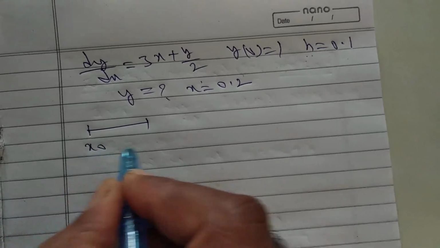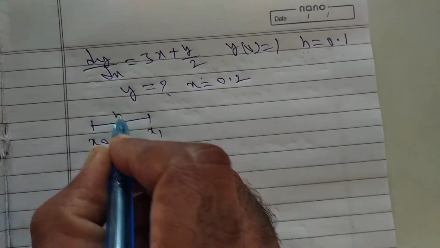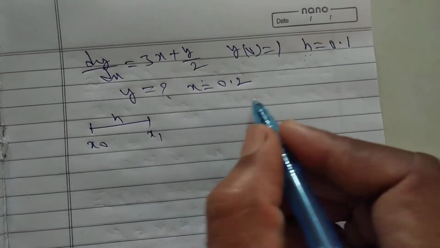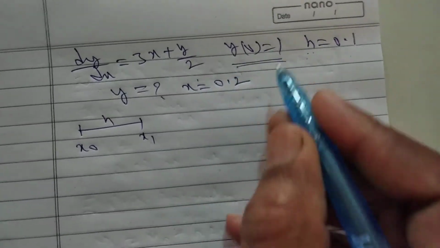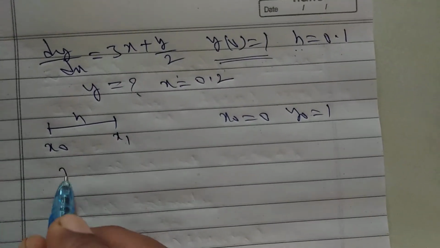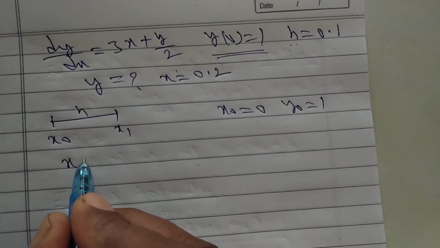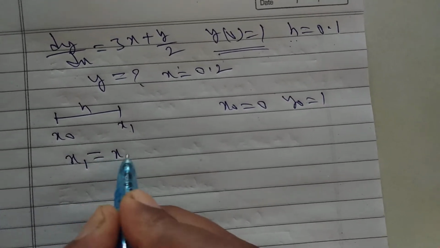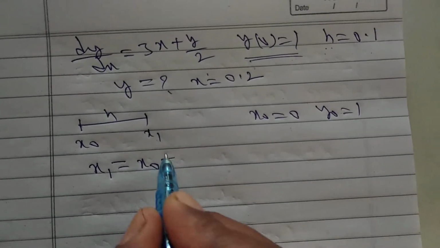Here means x0 and here x1. This is the h. So here, what is the value for x naught? y of 0 is equal to 1, so x naught is equal to 0 and y naught is equal to 1. So here you have to find out the value of y at x1, which means you have to write x1 is equal to x naught plus h.